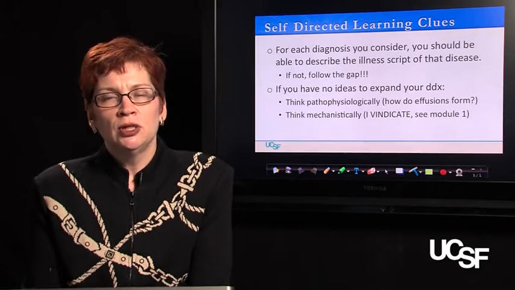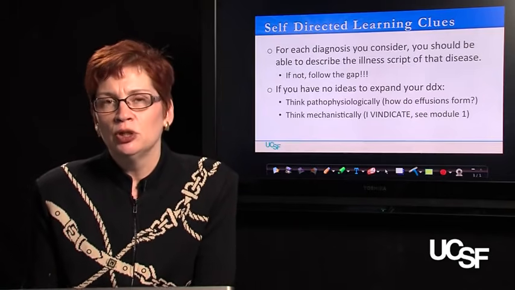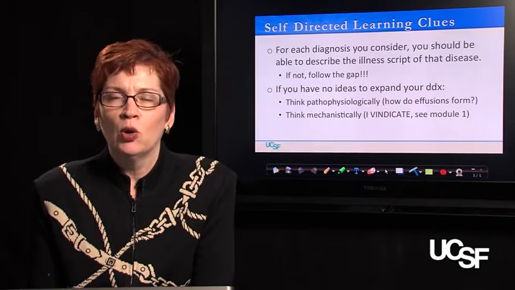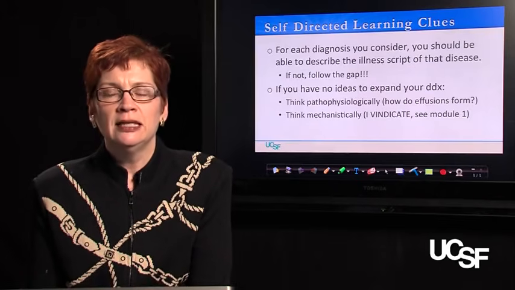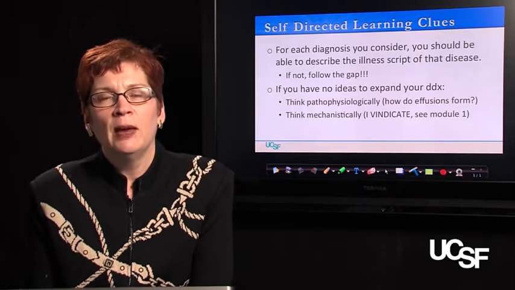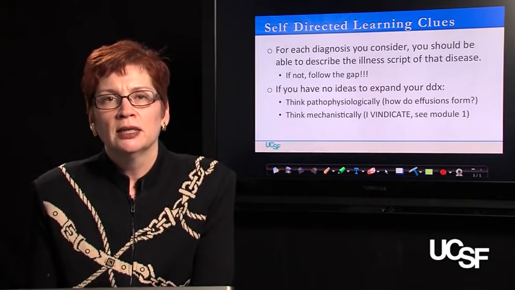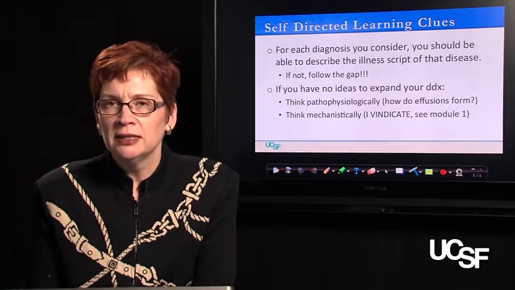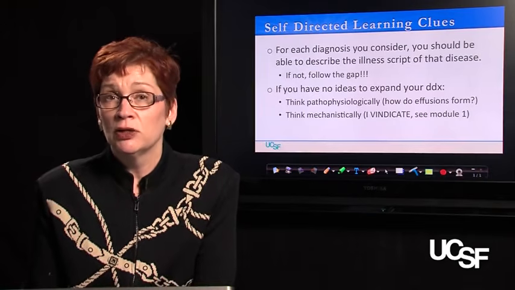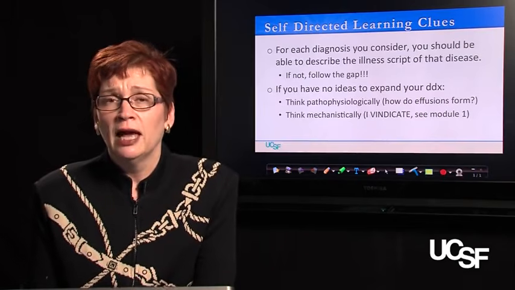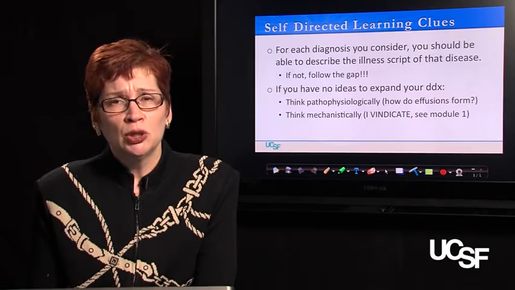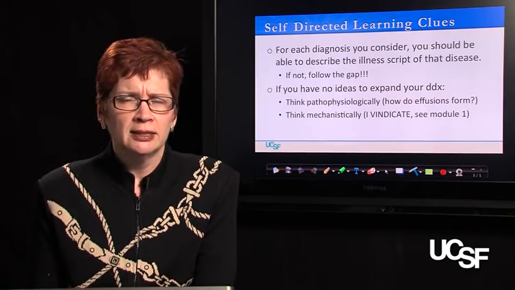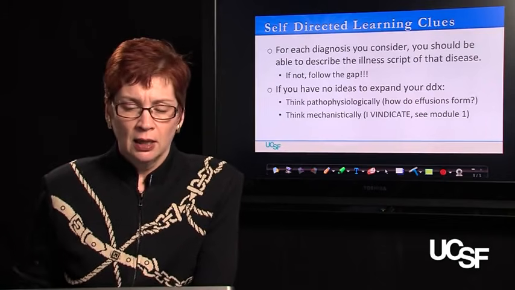So for each diagnosis you venture forth, each diagnosis you put on your list, make sure you can describe at least the core illness script of that disease, at least those foundational elements of epidemiology, time course, syndrome statement, and mechanisms of disease for every disease that you put on the list. And if there's a gap in your understanding, follow the gap and close it. So it gives you a good tool to say, do I really know this disease well enough, or am I just putting it on the list because I heard about it yesterday?